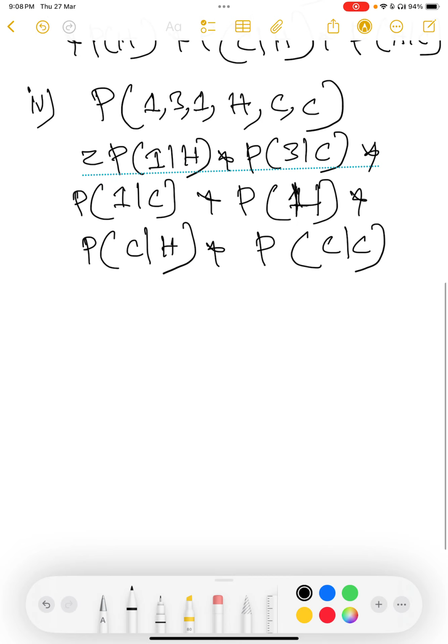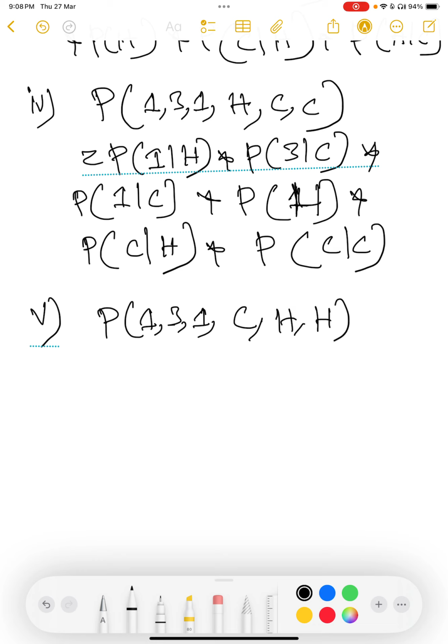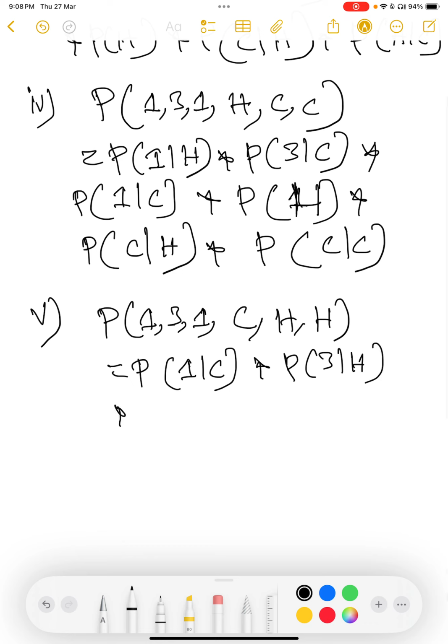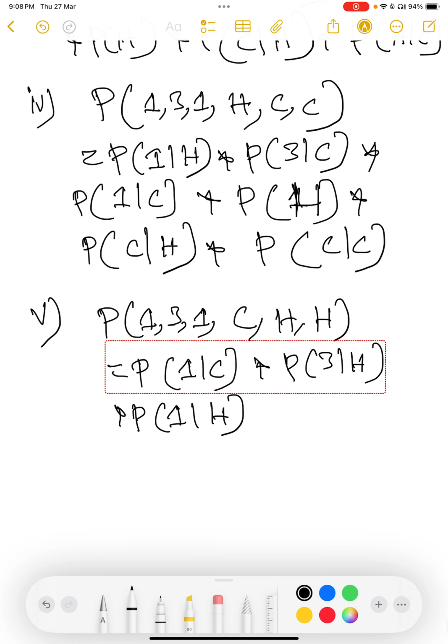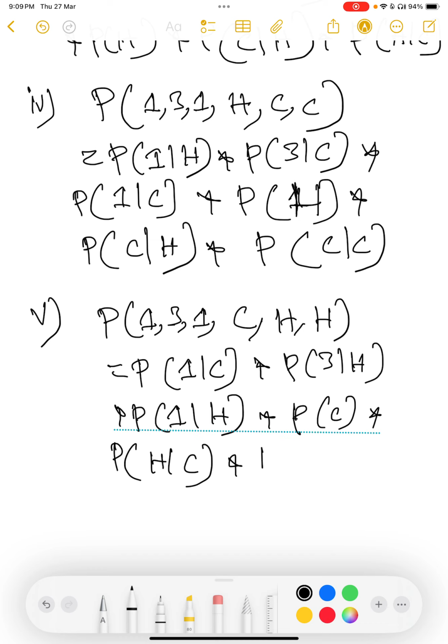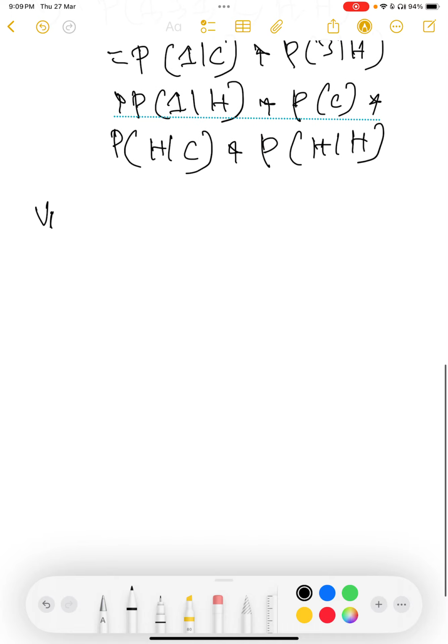Now we go for the fifth probability. This is probability of 1, 3, 1, comma, C H H. So here we go for probability of 1 given C into probability of 3 given H into probability of 1 given H. That's the emission probability, and we've got probability of C, the probability of H given C, probability of H given H. So this will be the answer, and you have to calculate for all the probabilities and find the maximum one.